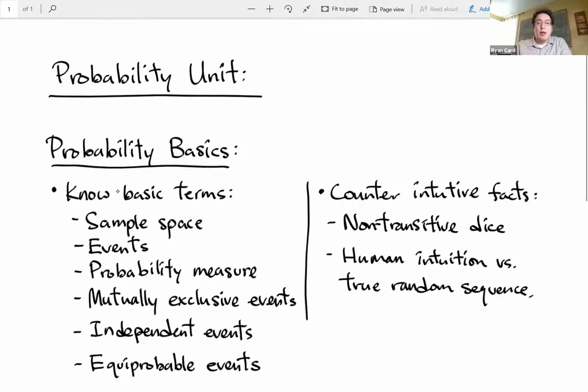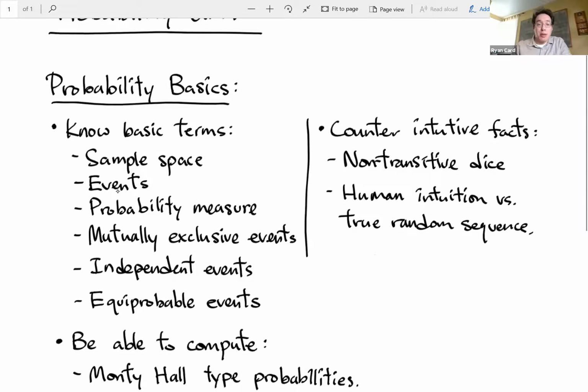Okay. So for the quiz, you'll have to know some basics of probability theory. So you should know the basic terms, the building blocks, like sample space is the set of all possible outcomes of a random experiment. Events are subsets of the sample space. And there are some rules about probability measures, right? Probability is a way to assign a number to an event, where the probability must be between 0 and 1. It can't be negative and it can't be greater than 1.